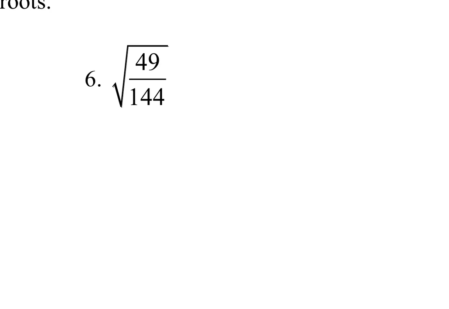This one, I showed you how we can put this in the calculator, but to do it by hand, it's the square root of 49 divided by the square root of 144. The square root of 49 is 7. The square root of 144 is 12.